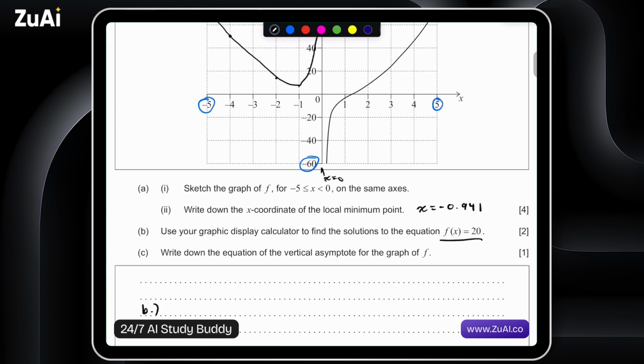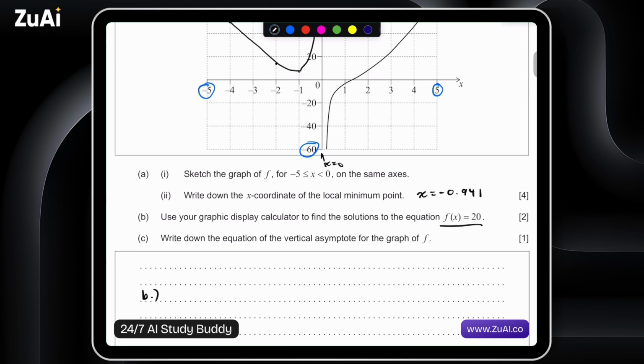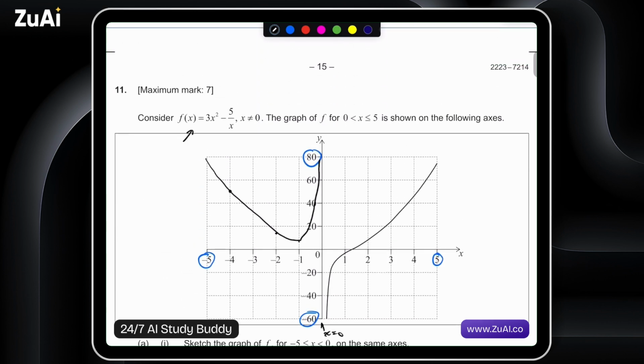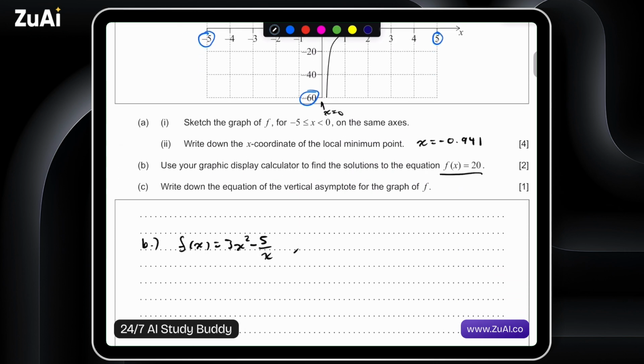Okay, so we had this original function f of x is equal to 3x squared minus 5 over x. That was this function right here. And what they're saying is to find the solution for when f of x is equal to 20. And remember, this is f of x, literally, but this is also f of x, 3x squared minus 5 over x. It's kind of the name that we called our function. So when is this function equal to 20?